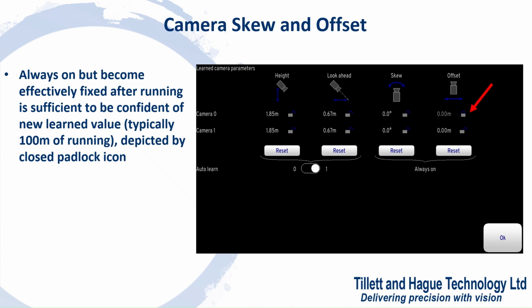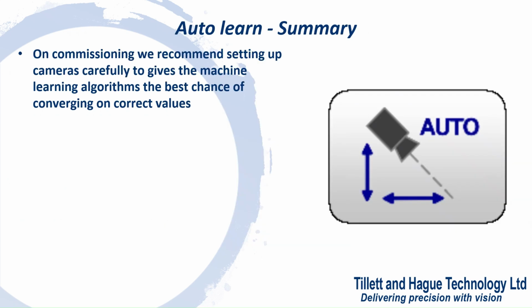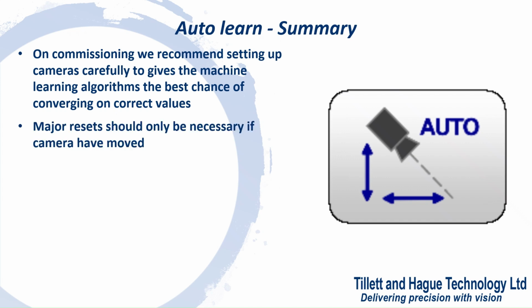Resetting of skew and offset should only need to be performed if adjustment of camera mounting has occurred, and should not need to be regularly pressed. Upon being reset, the padlock unlocks and the parameters are free to be calculated by the auto-learn. We recommend setting up camera geometry and template match as best possible in order for automatic learning to have the best chance of converging to correct parameters. Major resetting of learned parameters should only be needed when changes to camera geometry have occurred.